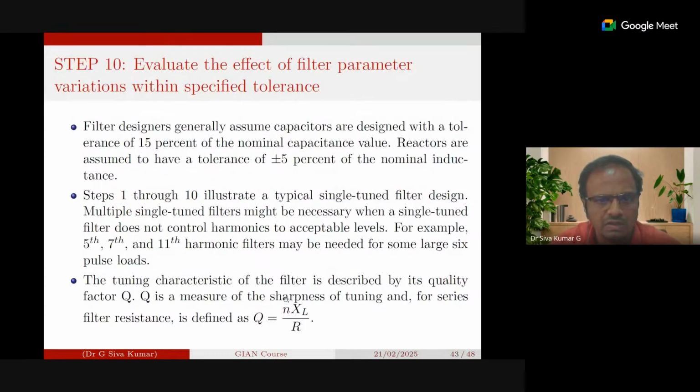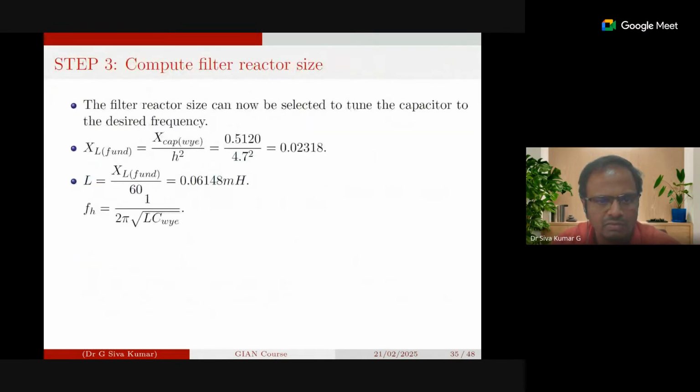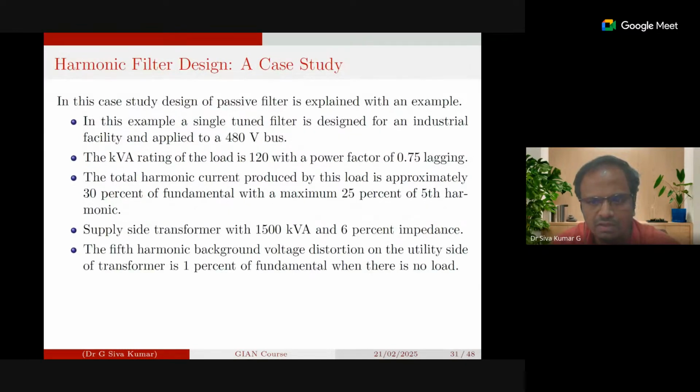There is a case study. I'm not going to go through the whole case study, I'll just give what exactly it is. See here, the kVA rating of the load is 120 with a power factor of 0.75. This load is carrying about 30% fundamental current with a maximum of 25% fifth harmonic. You have a transformer of 150 kVA with 6% impedance. You have a fifth harmonic background voltage distortion, a fifth harmonic in the source voltage on the utility side of the transformer, which is 1% of the fundamental.